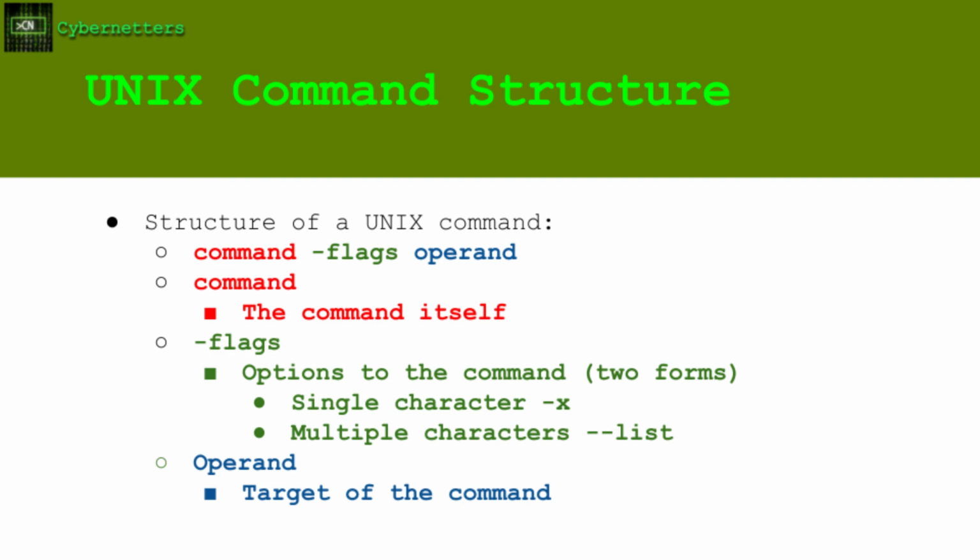Alright, in Unix, commands follow a simple structure. You have the command, flags, and then the operand. The command is what you want to do, the flag is how it works, and the operand tells it what to act on. Flags come in two different styles. You have the single character, which is a dash and a letter like -l, and then the multiple characters, which is dash dash like --list. The longer version is just more readable, but not every command has both. For example, say you want to list files in a directory. ls is the command, -l is the flag for long format, and /home is the operand, which is the directory you want to list.